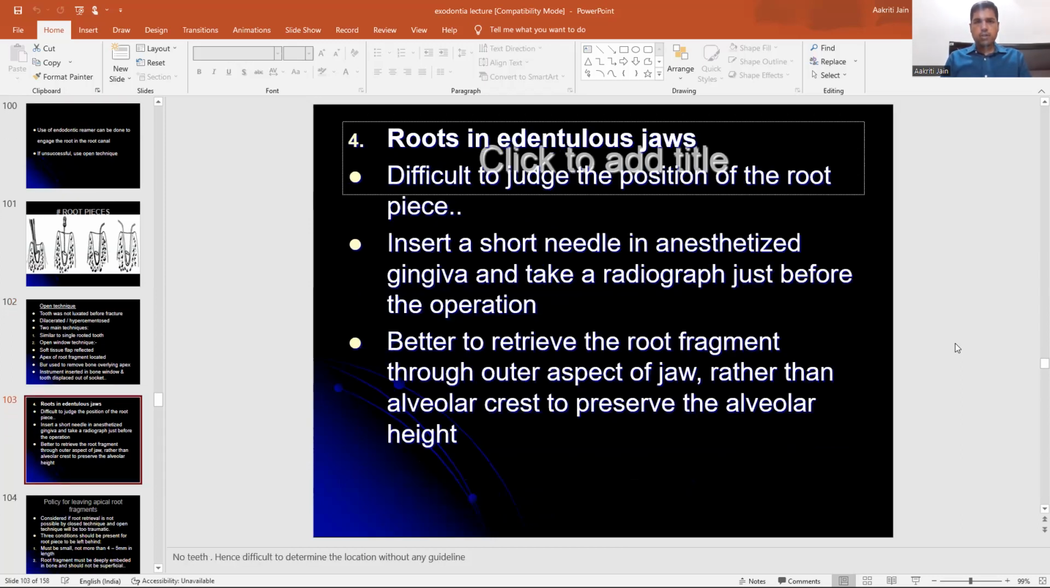Another one is roots in edentulous jaws. It is difficult to judge the position of the root, which is the main difficult point. Insert a short needle into the anesthetized gingiva and take a radiograph just before the operation. It is better to retrieve the root fragment through the outer aspect of the jaw rather than the alveolar crest, to preserve the alveolar height. This is a very important point to be remembered.